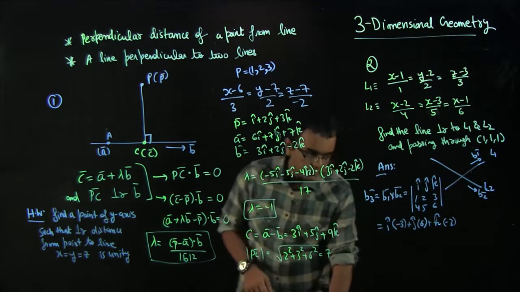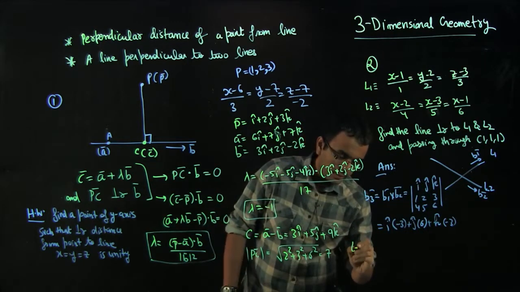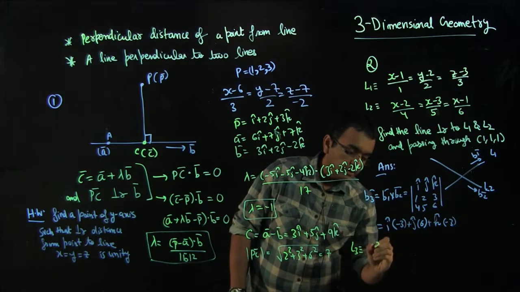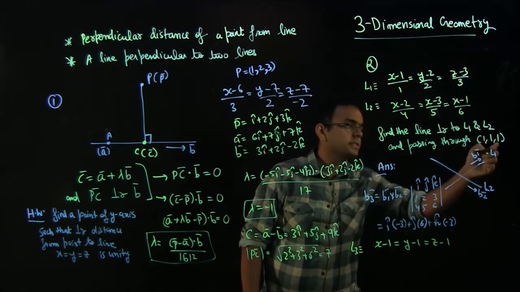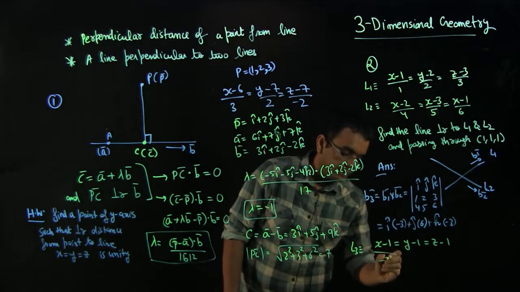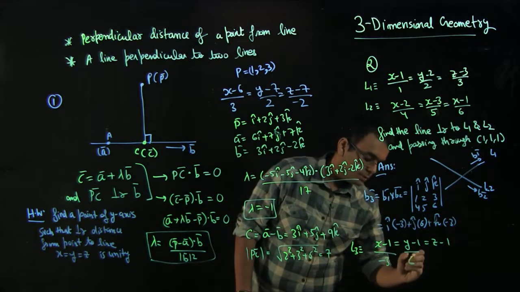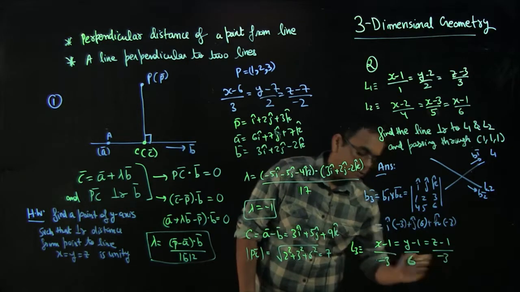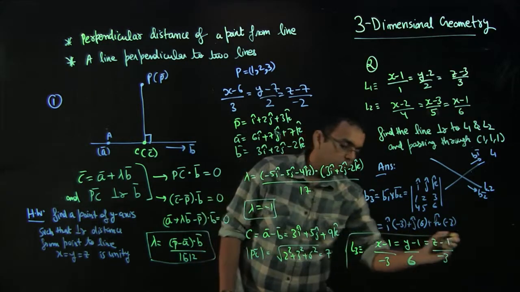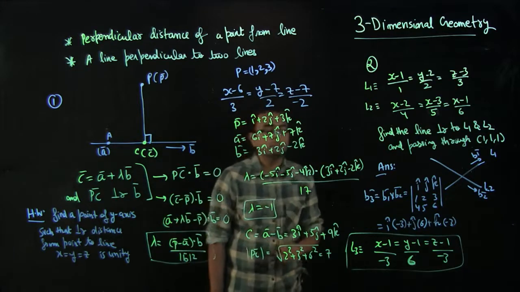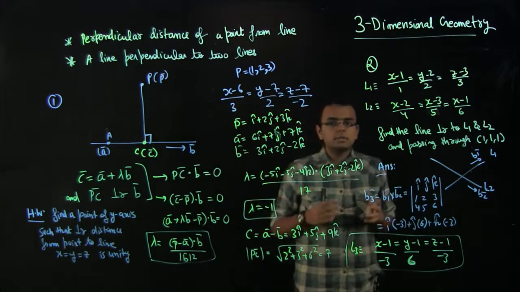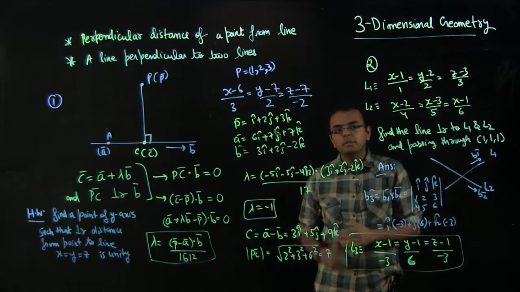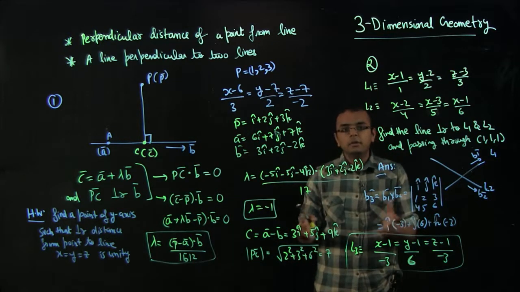So, the equation of line L3 could be easily written as (x minus 1) by minus 3 is equal to (y minus 1) by 6 is equal to (z minus 1) by minus 3. The point has come in the numerator, and in the denominator minus 3, 6 and minus 3. So, this line is perpendicular to both the lines and passes through (1, 1, 1). I hope that you are able to understand how important the understanding of vectors is here, and how I solved the problems here.